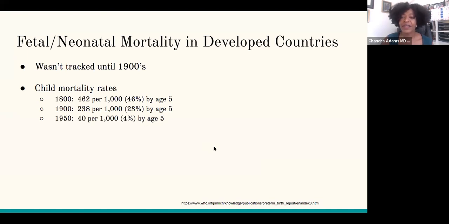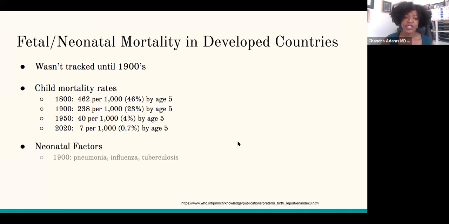In 1950, after vaccines and antibiotics were introduced, we saw another drastic decrease, down to 4% by the age of 5. Still a high number, but fast forward to 2020, we're now at 7 per thousand. I just wanted to compare apples to apples. This is talking about child mortality rates. I do want to emphasize that most of that 7 per thousand occurs in the first year of life.